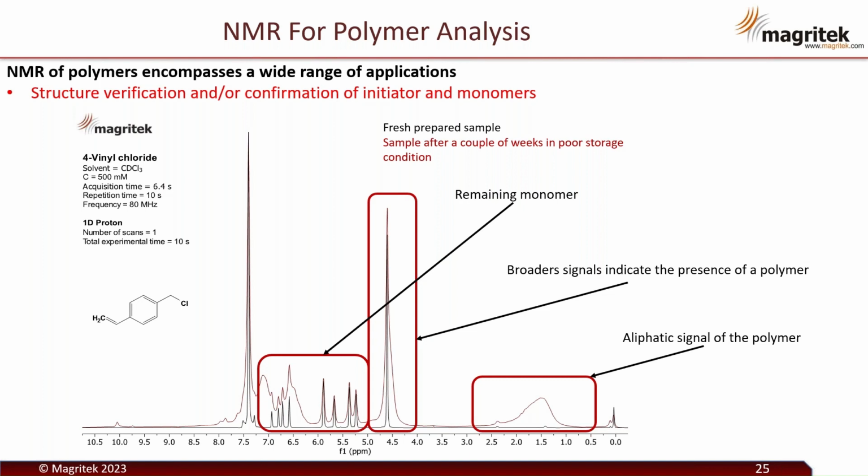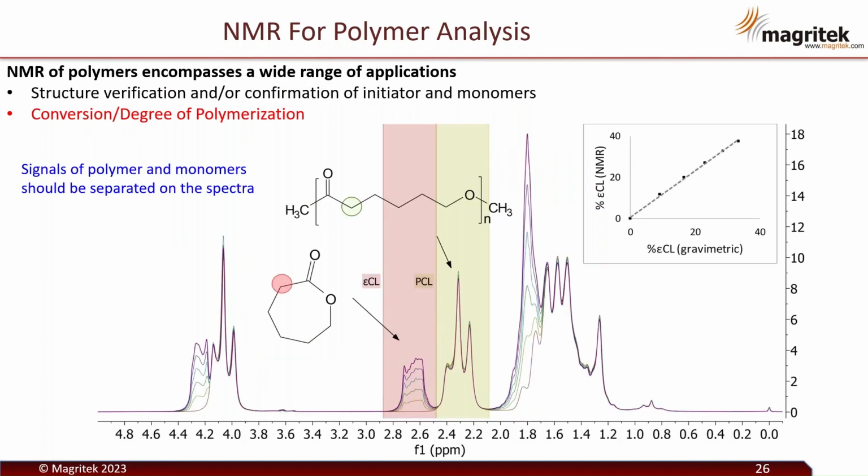Besides these very easy experiments, polymers can also be used in NMR to study conversion or degree of polymerization. Here I show signals of a PCl polymer in which we can easily track the percentage of the monomer shown in red to the percentage of the polymer shown in yellow. We can plot that as a function of the gravimetric content of these two species, and we see that they plot linearly. Notice here that as polymerization occurs, you can see a decrease in the monomer concentration as that decreases in intensity.